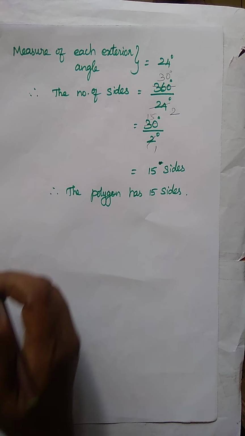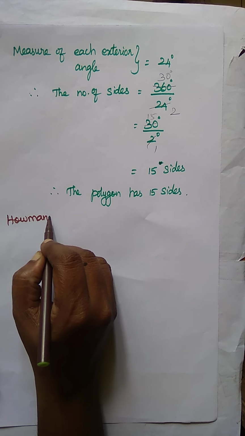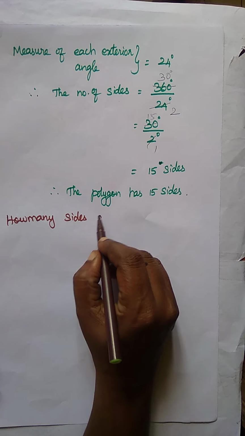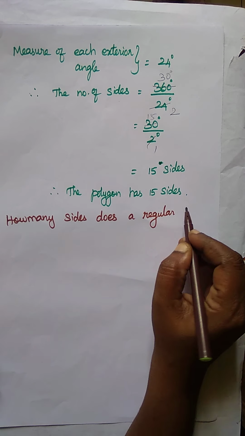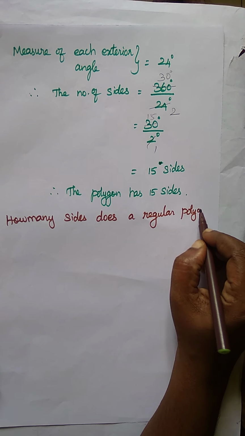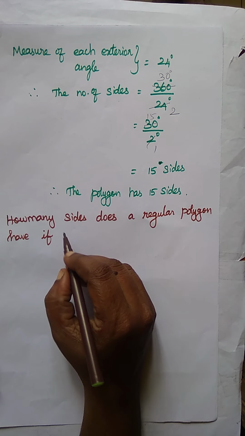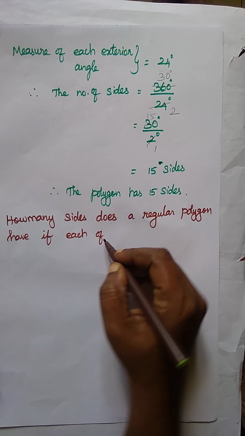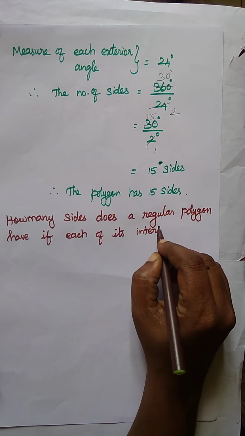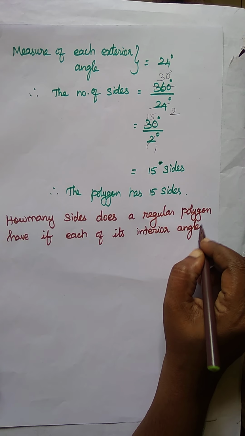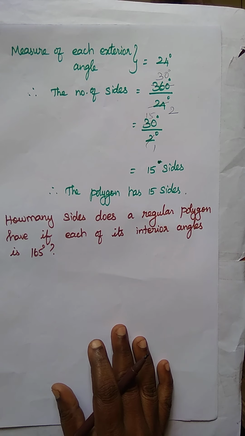The next question, number 4, this is also a 3 mark. Okay, how many sides does a regular polygon have if each of its interior angles is 165 degrees? See the question, how many sides?